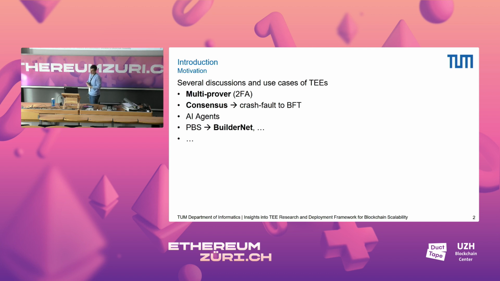Some of the use cases might already be familiar. Some are very relevant for most layer 2 solutions in the multi-prover setting, sometimes also called 2FA, two-factor authentication, where in addition to your SNARK proof you also get the TEE proof itself, which can later be stored on the L1. We also start to see it in consensus, where you can promote your crash fault tolerant system to a BFT system using TEEs. Of course, there are many current interactions with AI agents, and we also see it in the context of MEV, for example in PBS and BuilderNet, which was introduced rather recently.